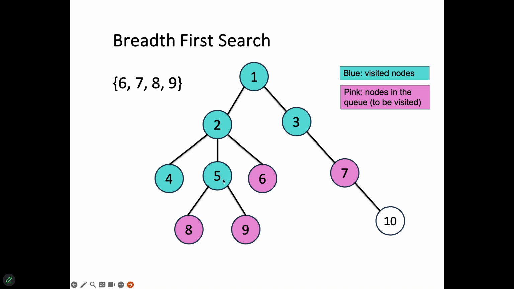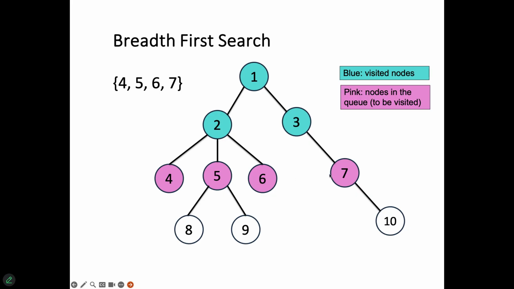Now, because 5 had some children, when you visit a node, we said that you can only fully visit a node if you fully explored it. That means if it has a child, you have to put them in a queue, right? So I'm going back just to show you once more. So we came from here to 4, right? Because in the frontier, the pink ones are the frontier.